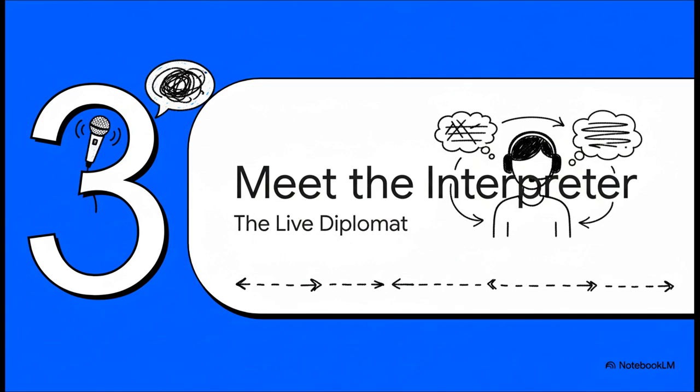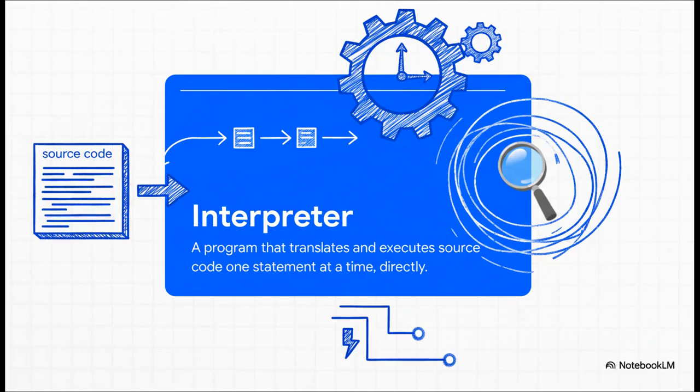If the compiler is that meticulous scholar, the interpreter is more like a live diplomat, translating simultaneously at a global summit. They don't translate the entire speech in advance. Nope. They listen to one sentence, translate it on the spot, and then immediately move on to the next. It's all happening in real time. And that's exactly what an interpreter does.